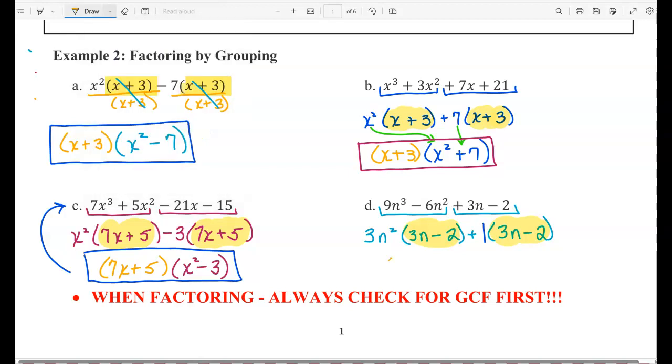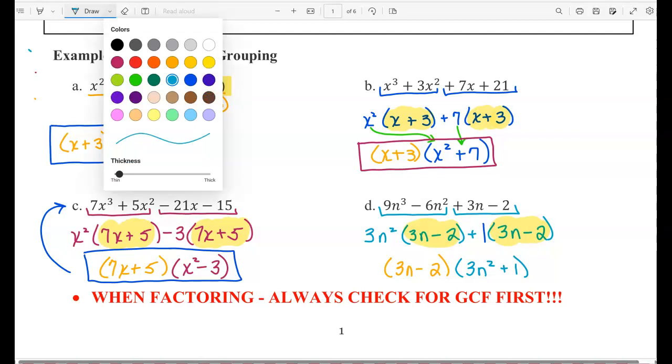So it's highlighted in yellow, comes out, factored, and then I'm regrouping the rest. So the 3n squared comes down, and don't forget the 1. The 1 is there. Okay.